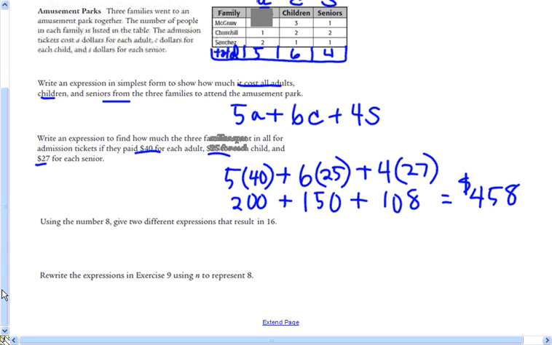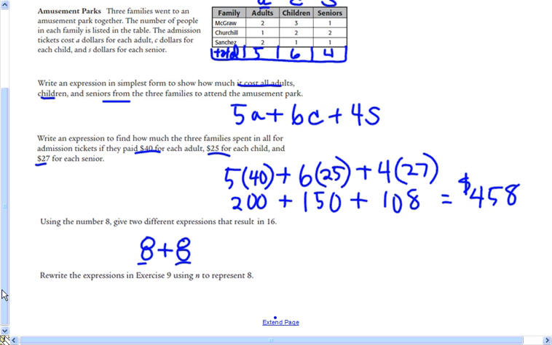Says using the number 8, give 2 different expressions that result in 16. Well, one thing we could do is just add 8 twice. That would give us 16. And I'm going to let you think of what the other expression would be, but you could just write it to represent. There's a shorthand way of writing what 8 plus 8 is, and it's not 8 to the second power. That's 8 times 8.